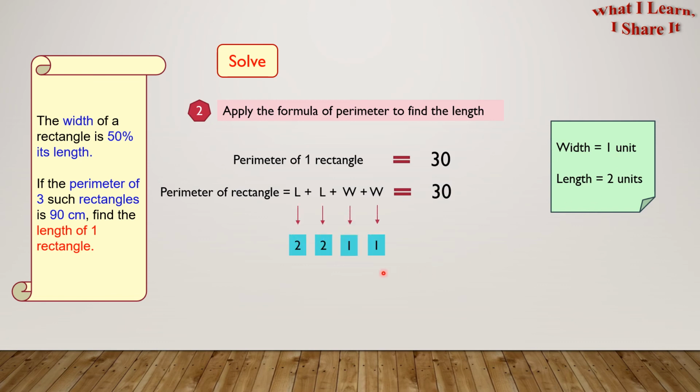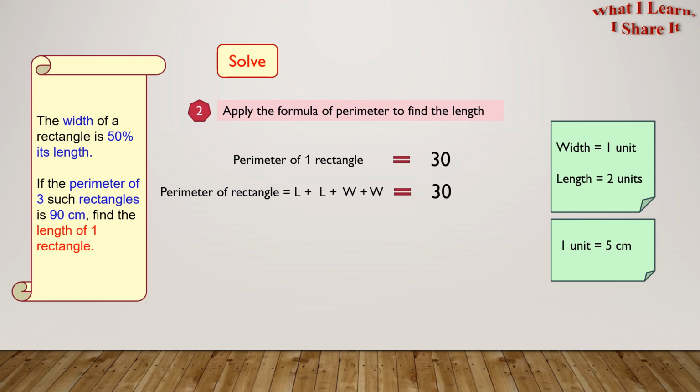So total, we have 6 units here, whose value equals 30. From here, we can find out the measurement of 1 unit by dividing. So 1 unit will be equal to 30 divided by 6, which equals 5 centimeters. So 1 unit equals 5 centimeters, and the length of the rectangle equals 2 units.